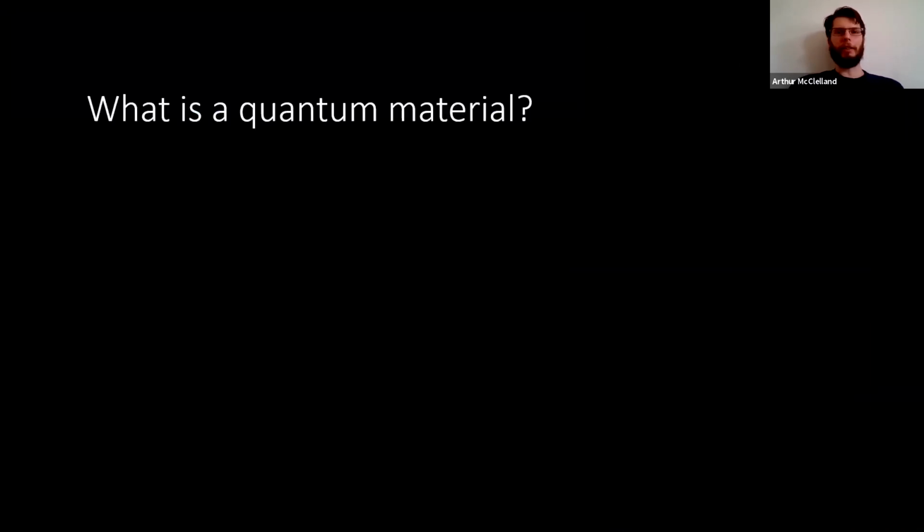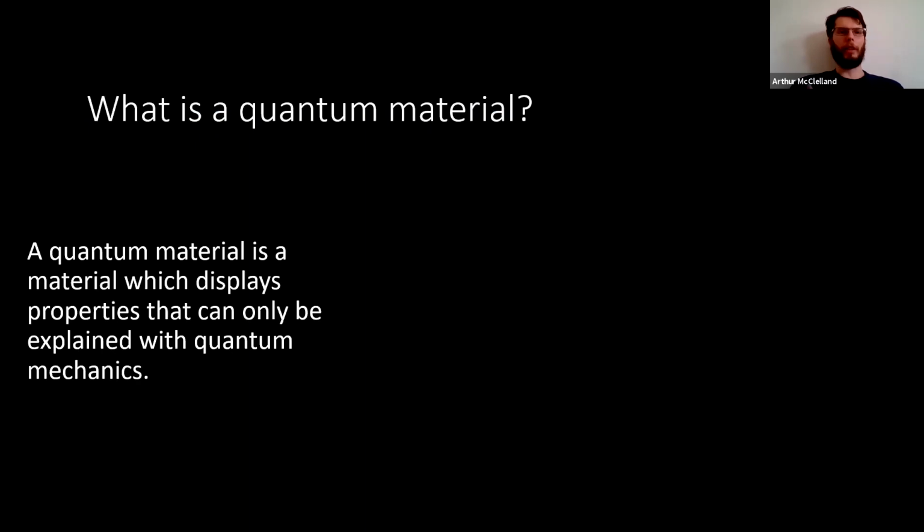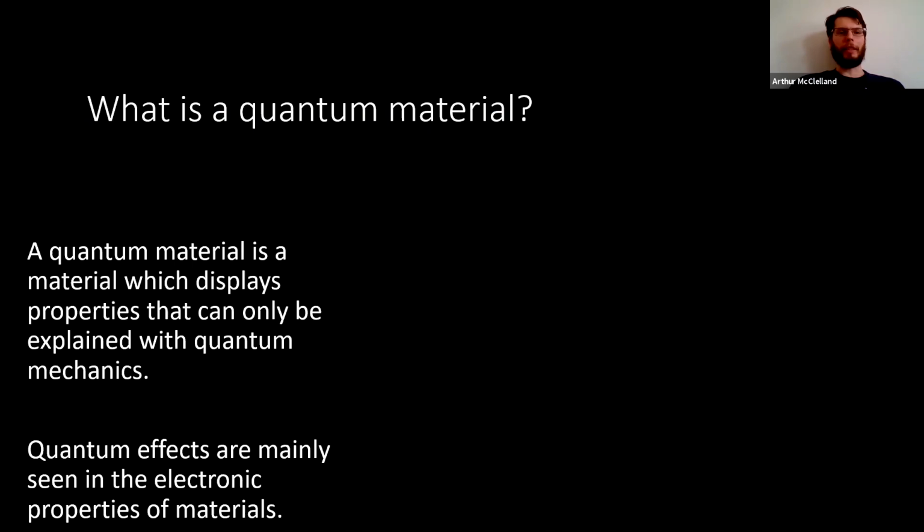So what am I calling a quantum material? I'm really calling a quantum material, it's a material which displays properties that we can only explain using quantum mechanics. So quantum effects are mainly seen in electronic properties of materials. I'm going to leave aside magnetic properties of materials. Just I have to draw the line somewhere. I can't talk about everything. So I'm going to confine these lectures largely to the electronic properties of materials and how quantum effects appear in those and how they can be used for different things.